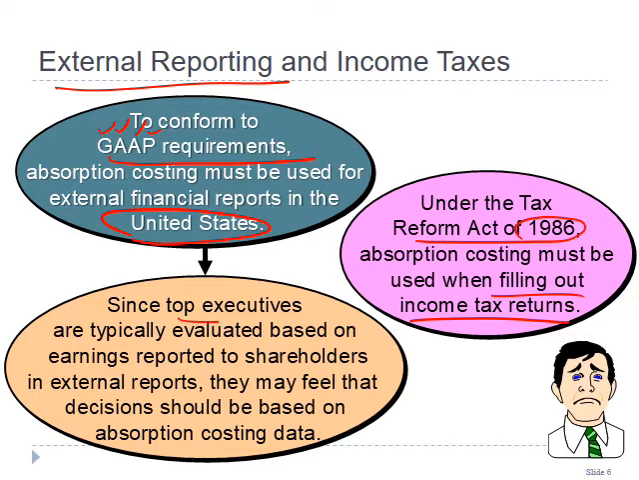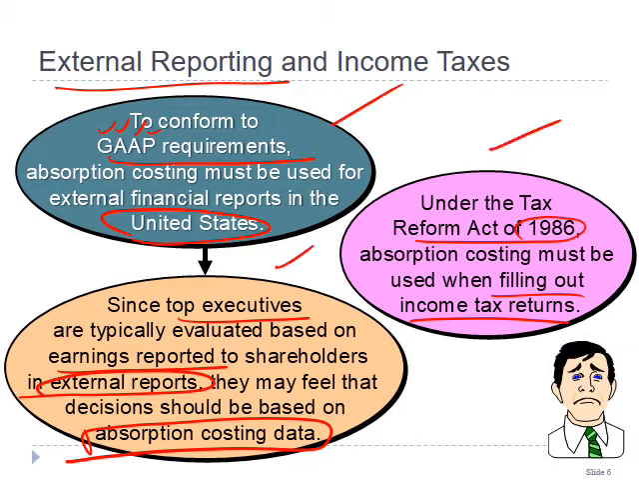Plus, since the top executives are typically evaluated based on earnings reported to shareholders in external reporting, they may feel that decisions should be based on absorption costing data. So that is the biggest point why managers are still calculating net operating income from absorption costing. There are basically three points.